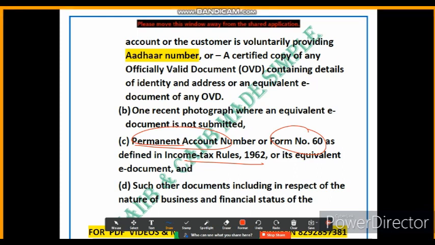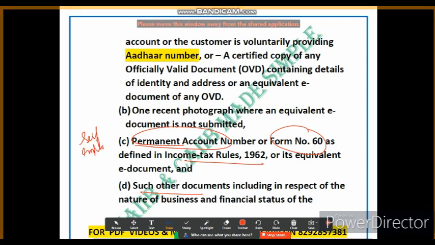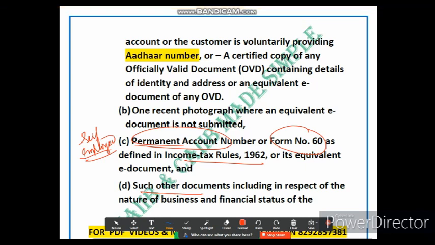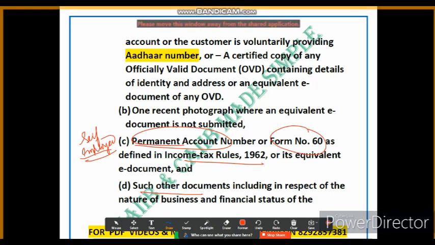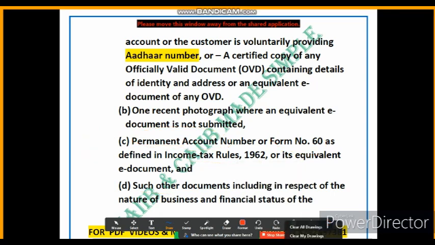The next point is, such are the documents, right? Depending on the nature of the customer's business and their financial status, additional documents may be required to complete the customer due diligence. Suppose an individual is a business owner or self-employed. They may need to provide additional documents related to their business, such as business registration certificate, licenses, financial statements. These documents help the bank understand the nature of the customer's business activity and assess their financial status. So hopefully you have understood this part.